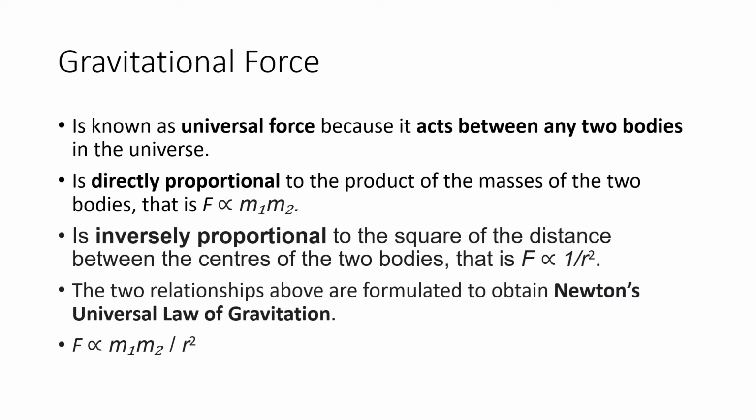It is directly proportional to the product of the masses of the two bodies, that is, F is proportional to m1 and m2. At the same time, it is inversely proportional to the square of the distance between the centers of the two bodies. That is, F is proportional to 1 over r squared. The two relations above are combined to obtain Newton's universal law of gravitation. F is proportional to m1 m2 over r squared.